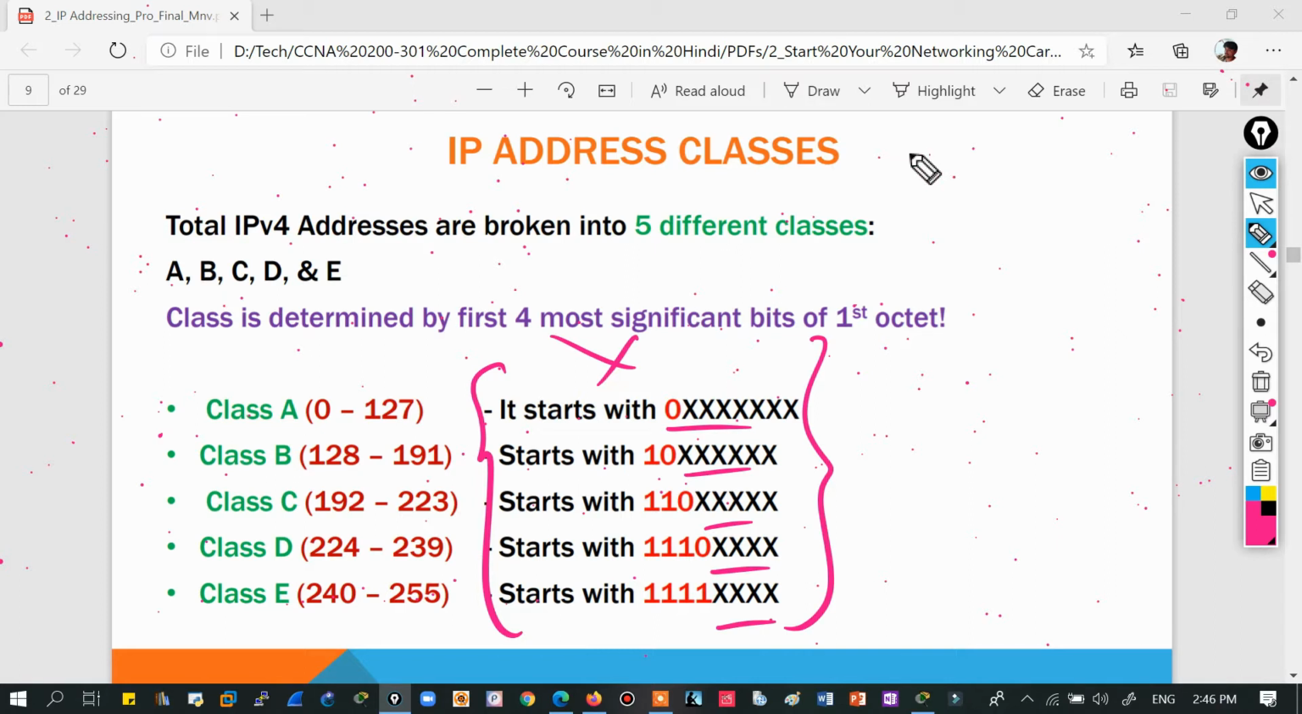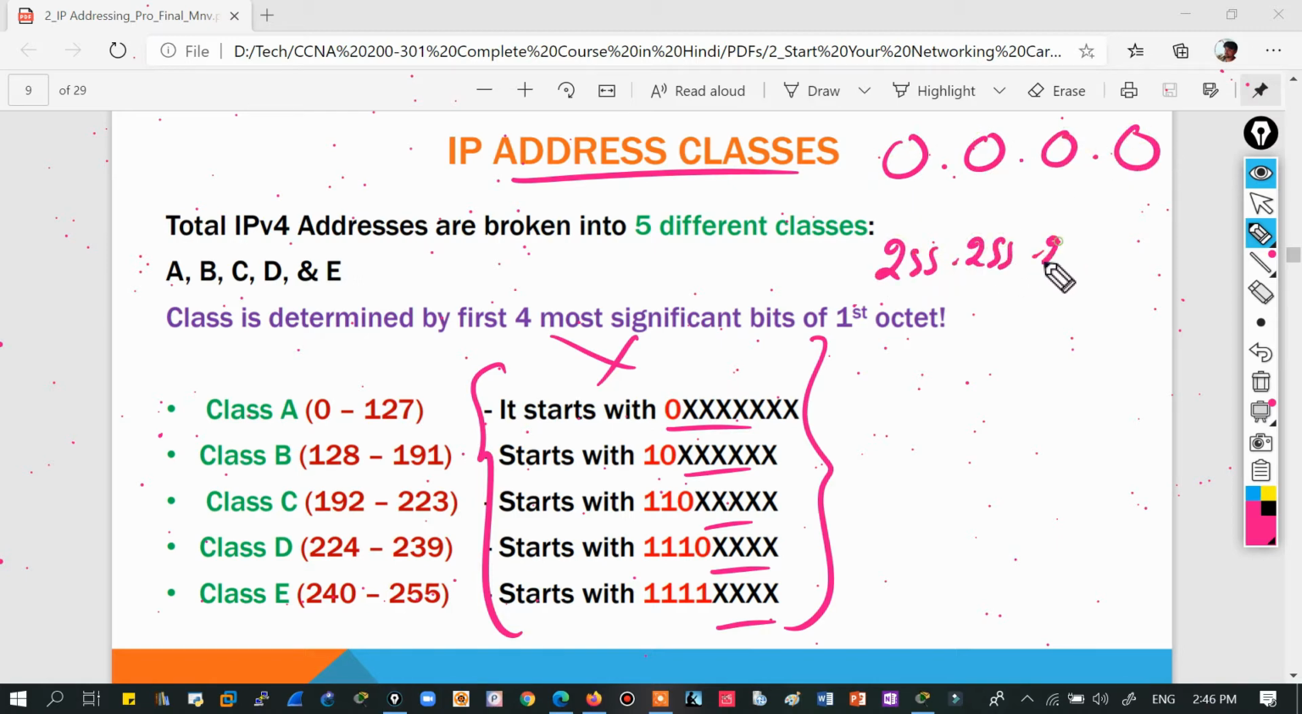Now, how are IP classes defined? See, 0.0.0.0 is the minimum range, 255.255.255.255 is the maximum range, and there are 4 octets. If you look at octet 1, the number can vary from 0 to 255. Okay, fantastic. Based upon this first octet, IANA has divided the complete IP address space into 5 different classes.